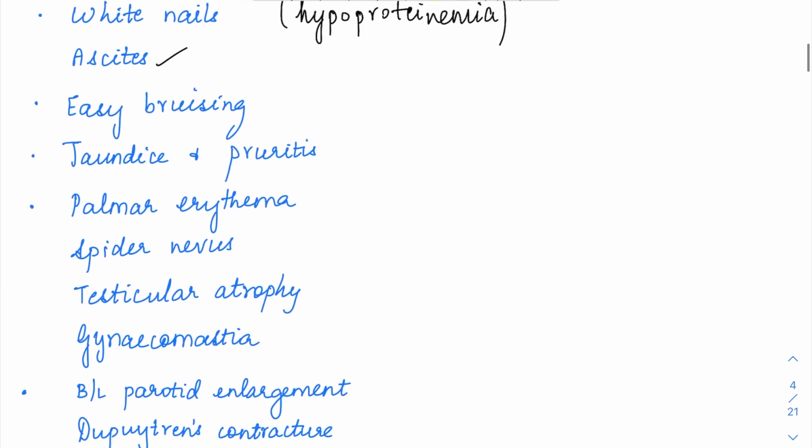Also, there will be easy bruising and lots of bleeding. Why? Because the coagulation factors are not going to be produced by the liver. There are certain coagulation factors produced by the liver, so there is going to be coagulopathy in liver diseases. That will result in easy bruising and bleeding.